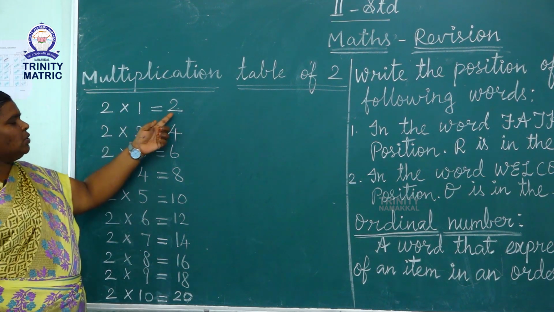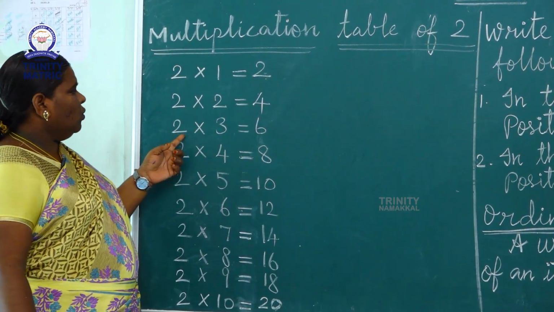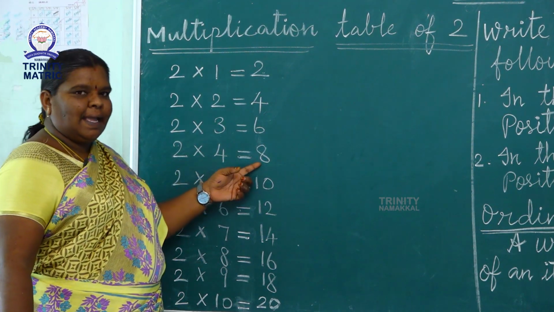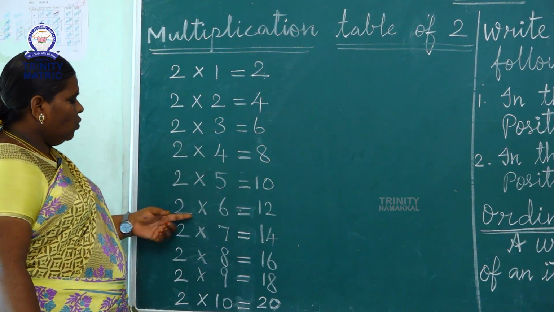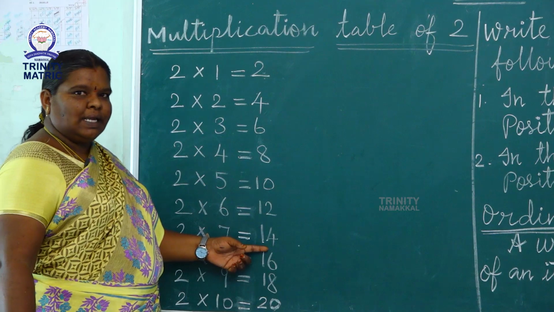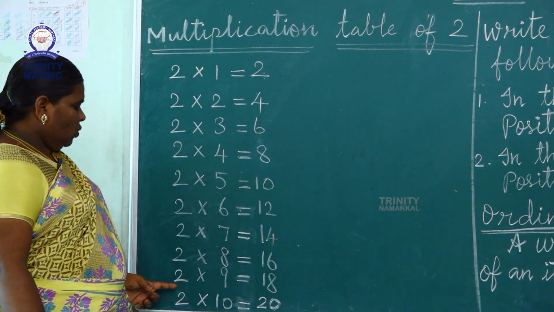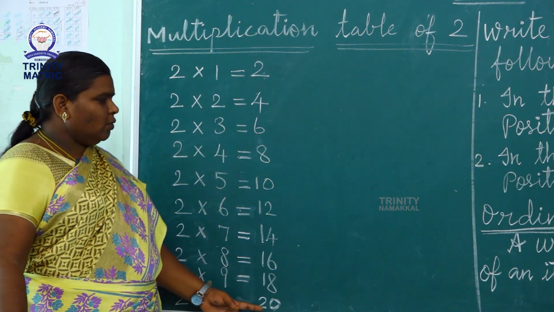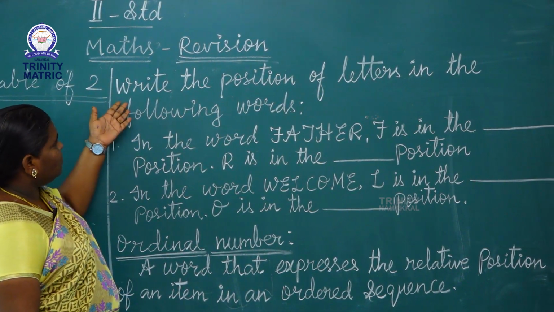2 1s are 2. 2 2s are 4. 2 3s are 6. 2 4s are 8. 2 5s are 10. 2 6s are 12. 2 7s are 14. 2 8s are 16. 2 9s are 18. 2 10s are 20. We have revised the sums.